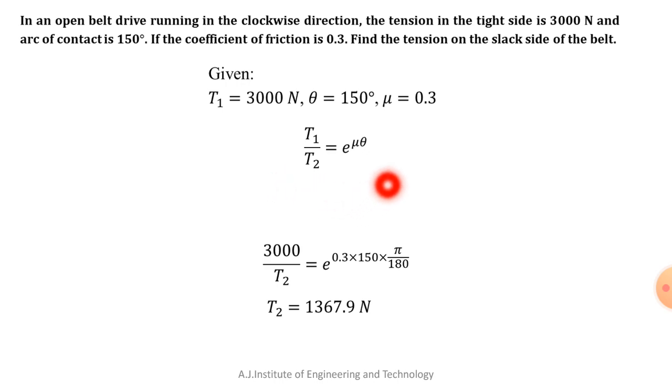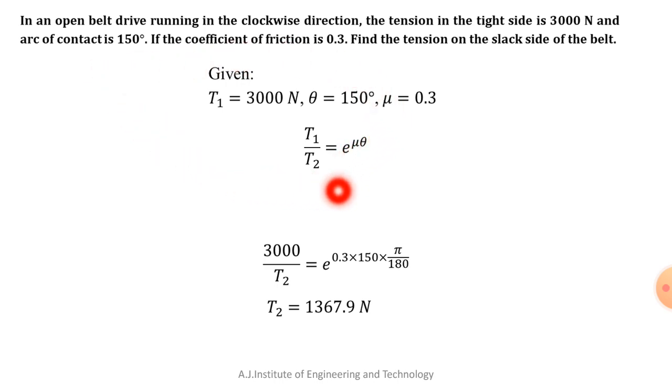We derived already, that is ratio of belt tension is given by T1 divided by T2 is equal to e to the power mu theta. So mu is nothing but coefficient of friction, that also given here, that is 0.3, and T1 value is given, that is 3000, and theta is nothing but angle of contact, we call it as arc of contact, so that value is given, that is 150 degree.